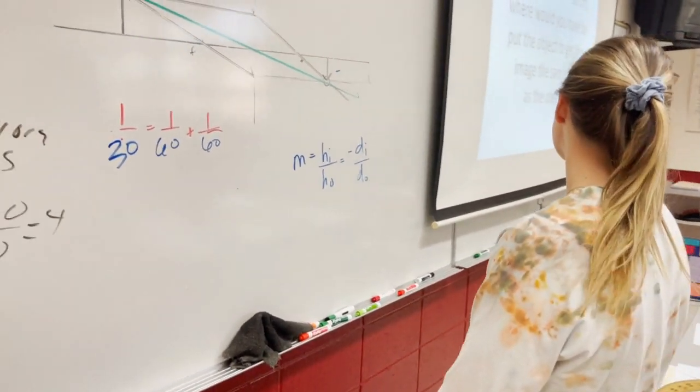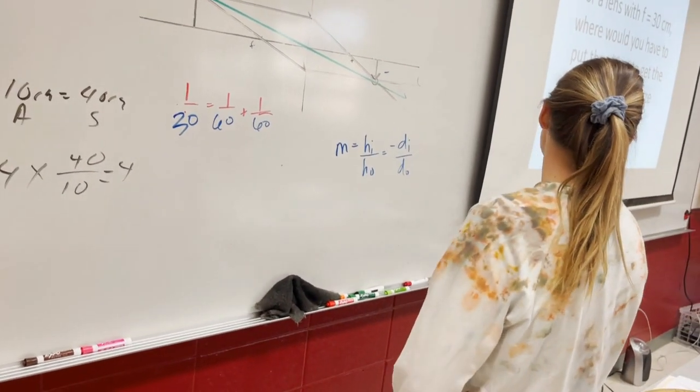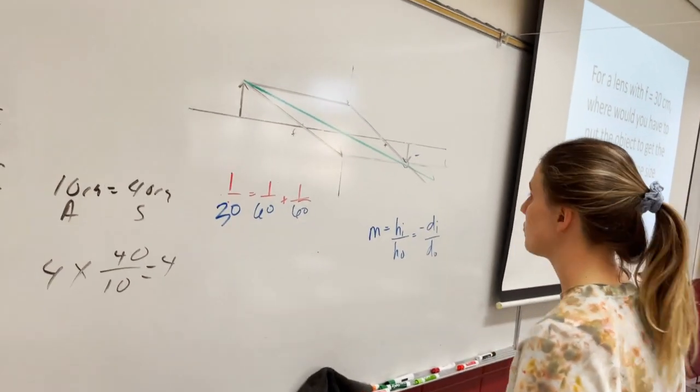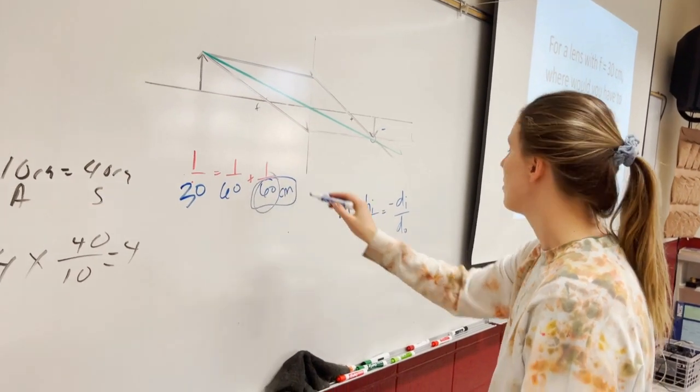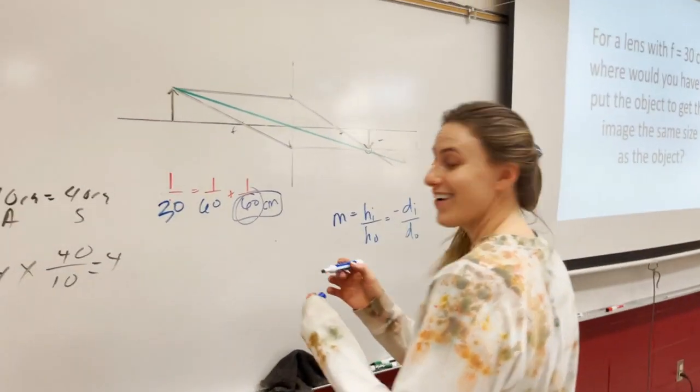So the answer is, for a lens, where would you have to put the object? You have to put it at 60 centimeters. That's twice the focal length. Boom. Sweet. And we're done with that one.